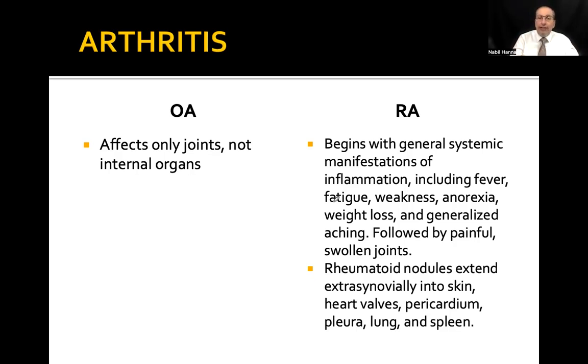And also, in addition to the involvement of joints, we can have rheumatoid nodules extending extrasynovially into the skin, heart valves, pericardium, pleura, lung, and even the spleen.